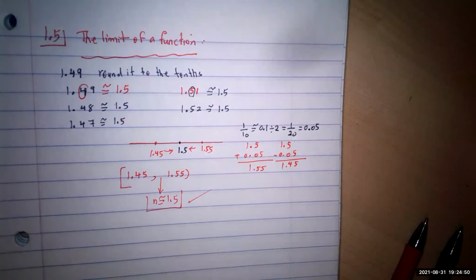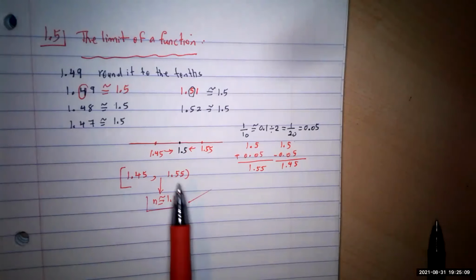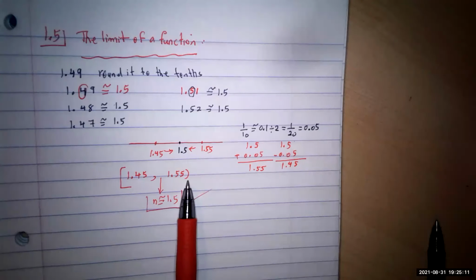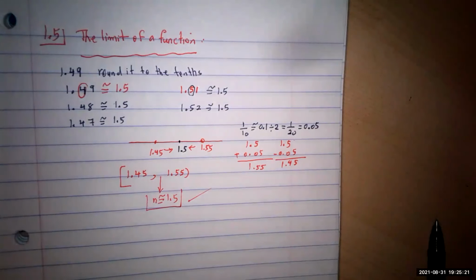You get these numbers. What is this one? You see for the 1.55, I put the parentheses. The parentheses means you cannot consider 1.55. Okay, you see, 1.45 is included, but 1.55 is excluded. Because if you pick 1.55, that is 1.6. So this is going to be the case.